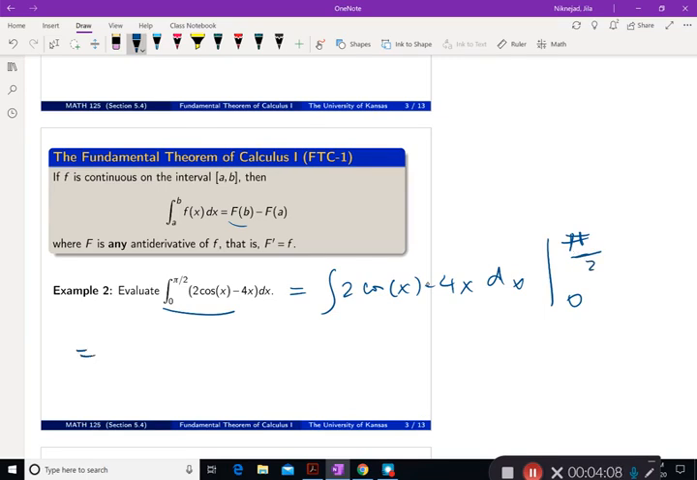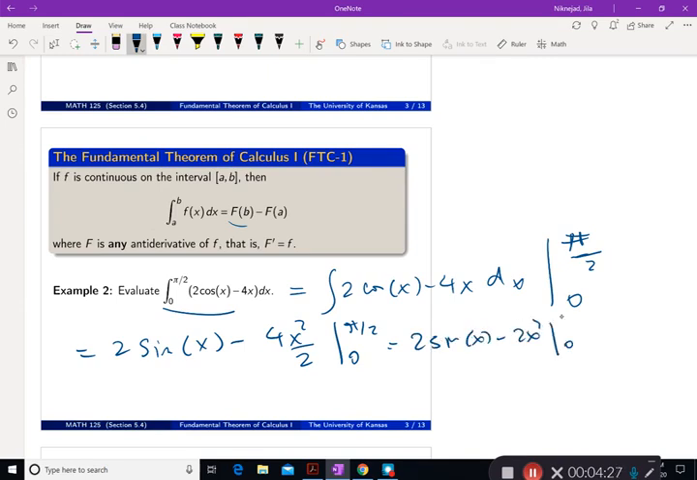And so for 2 cosine of t, the antiderivative is 2 sine of x, minus 4x to the power 2 divided by 2, evaluated from 0 to pi half. And here it is: 2 sine of x minus 2x squared, from 0 to pi half.